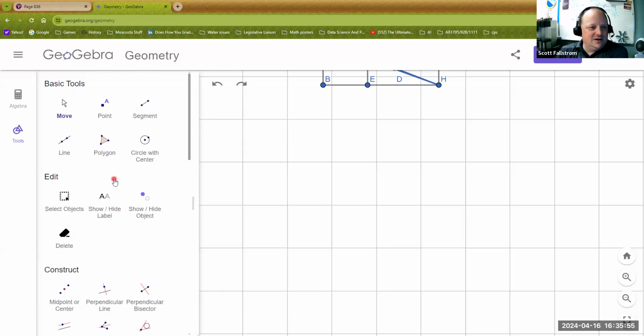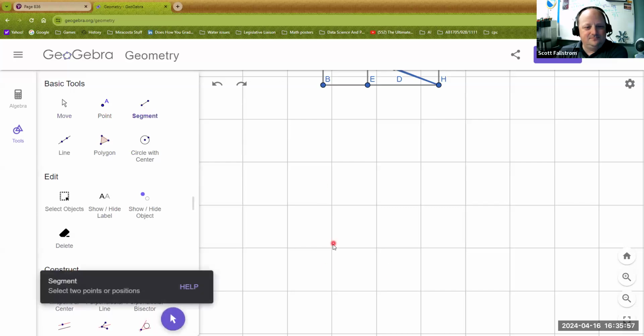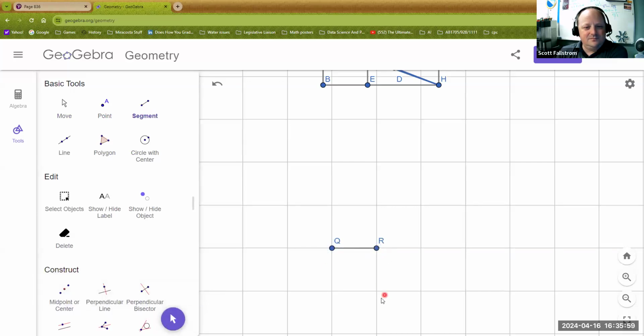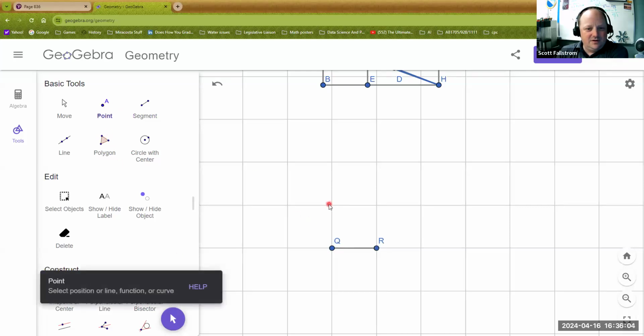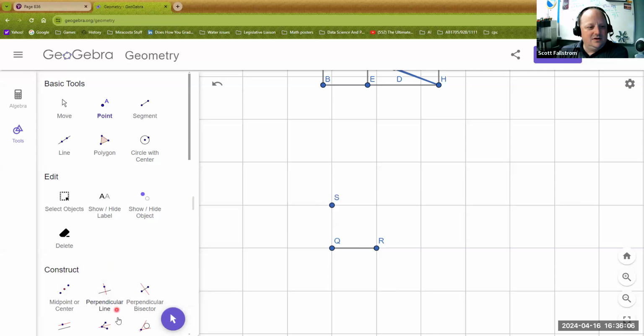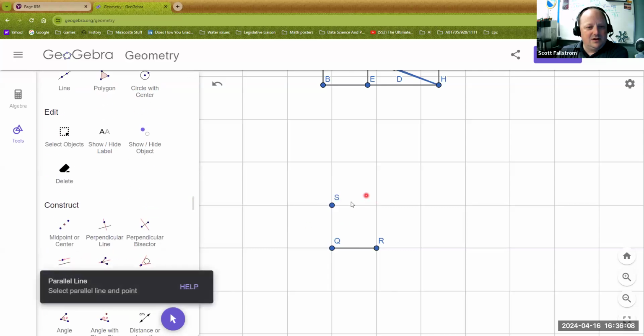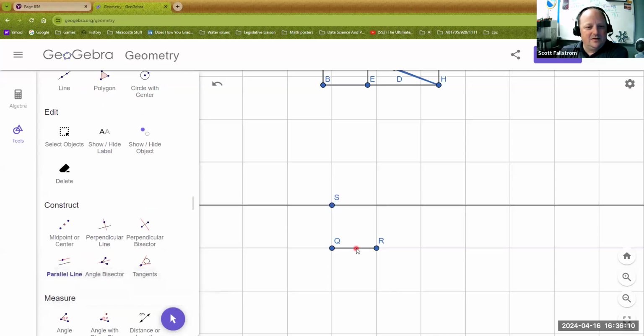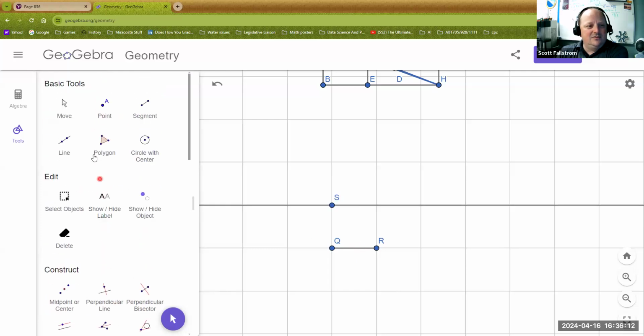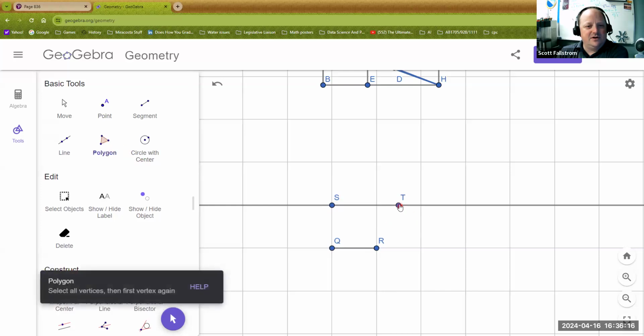So let's go and we'll just pick any segment. And then we will pick a point kind of up here on the line, and then I'll just build a parallel line. Okay. Now just choose any point you want on this new line and build yourself a polygon.